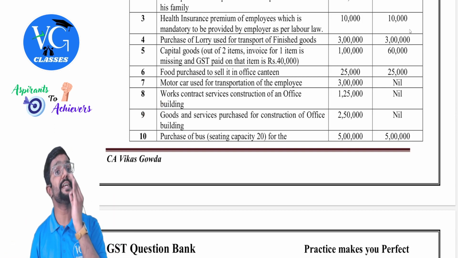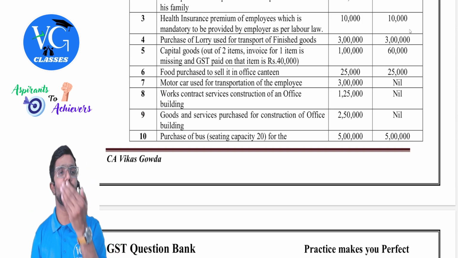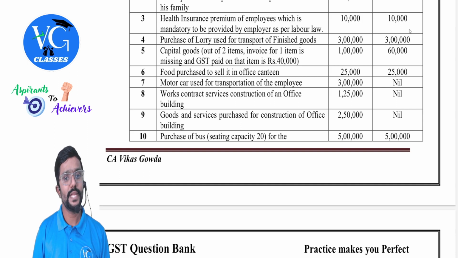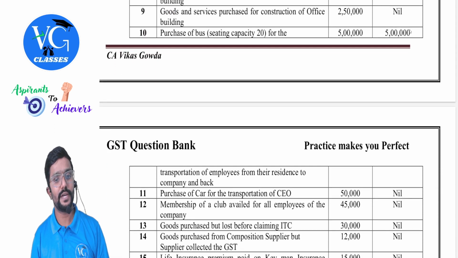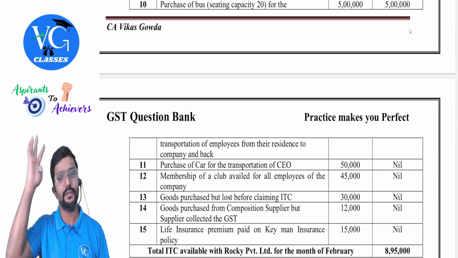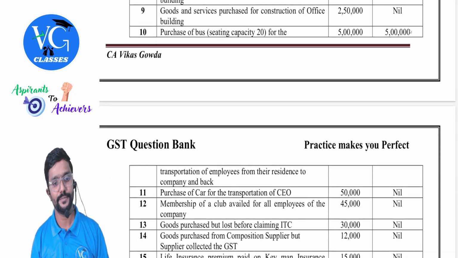Where? 17.5d. If you don't know the clause, at least you can write section 17.5. Next, purchase of bus, seating capacity 20 for transportation of employees. Is it available? Yes, credit is available. Seating capacity more than 13, not blocked.